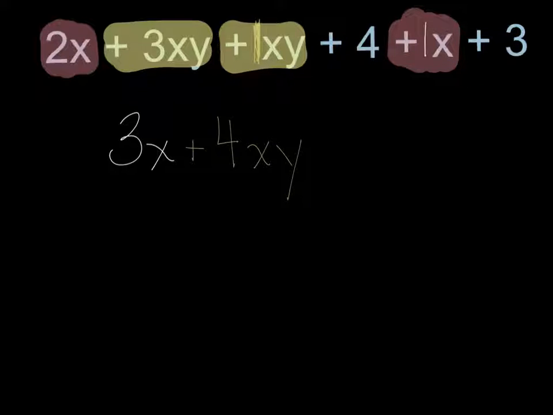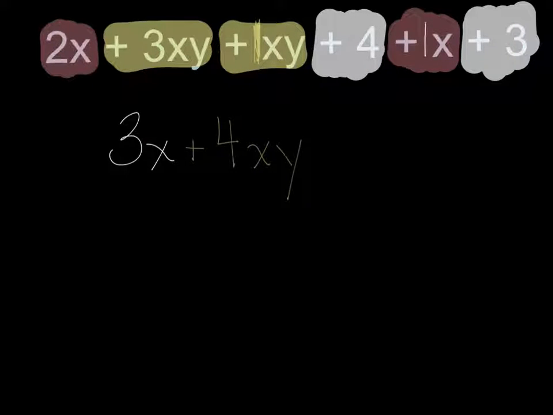Okay? And then we're going to look and see what else we have. We have just a number, which we call a constant, and we have just a number over here, which we call another constant. So we're going to highlight both of those constants because they are the last of our like terms. And we're going to combine those by adding 4 plus 3, which is 7. Okay? So we combined our x's. We got 3x. We combined our xy's. We got 4xy. And we combined our constants, and we got 7.